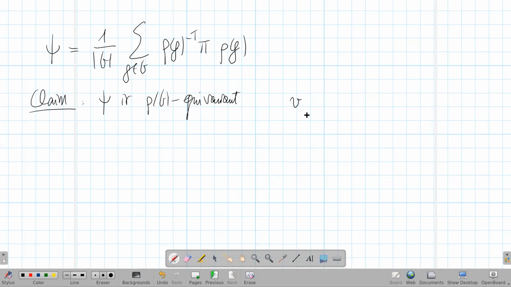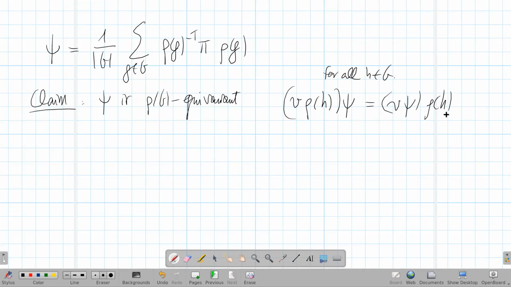if you take v, then you apply rho of something. You cannot use G because G is already taken. Let's say h, and apply psi. Then you can exchange the two. For instance, if you have a linear map and this is a scalar, then of course it comes out of the map. But the claim is that this map does it for all elements rho h, for all h in G.